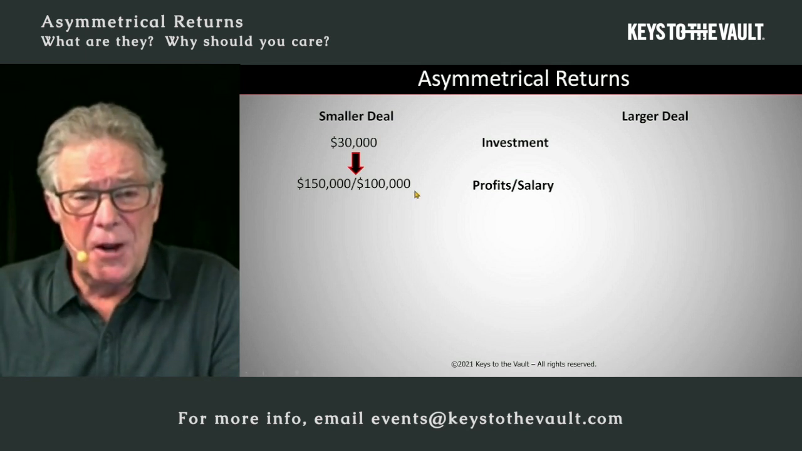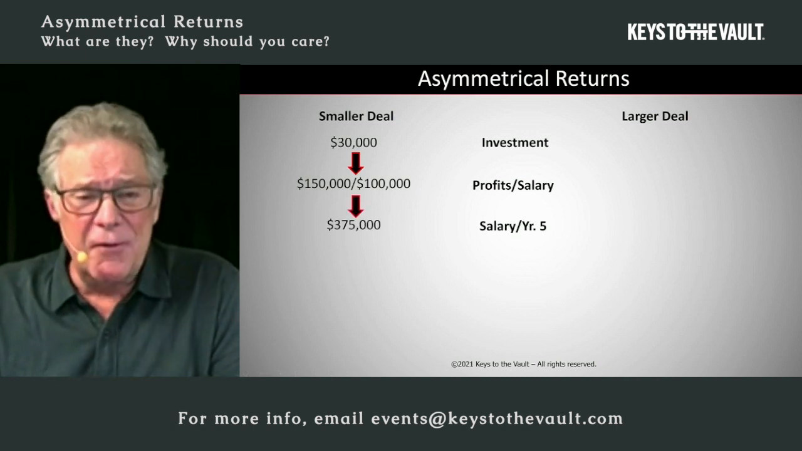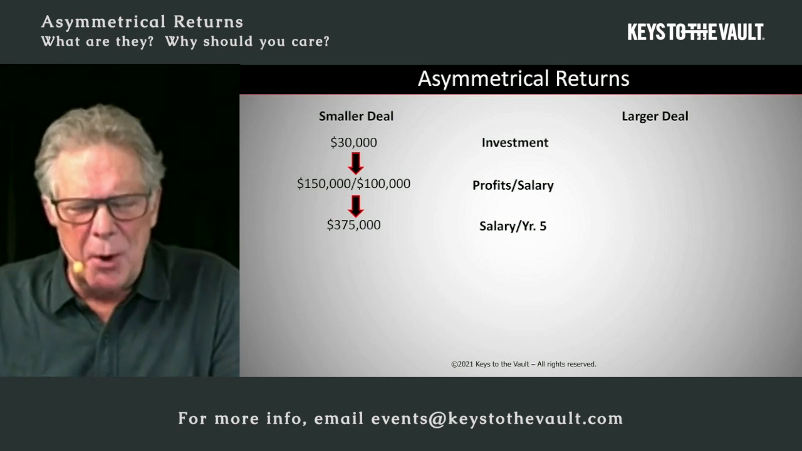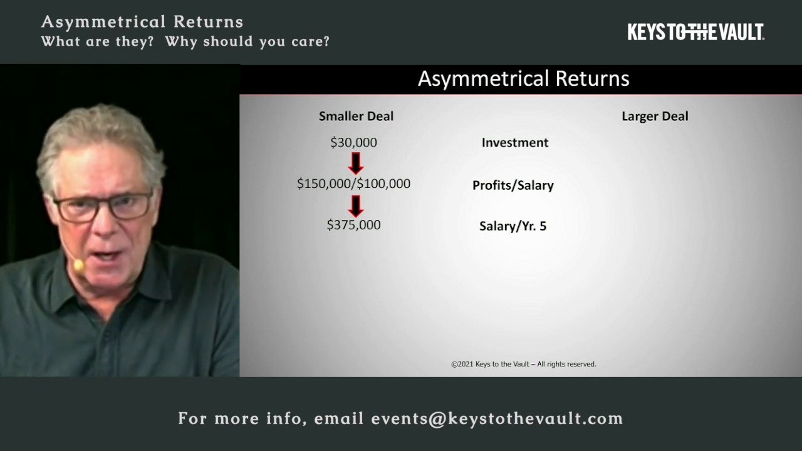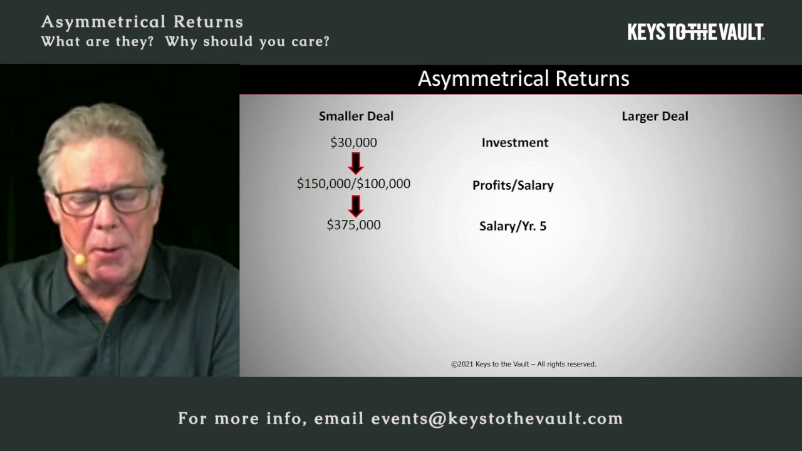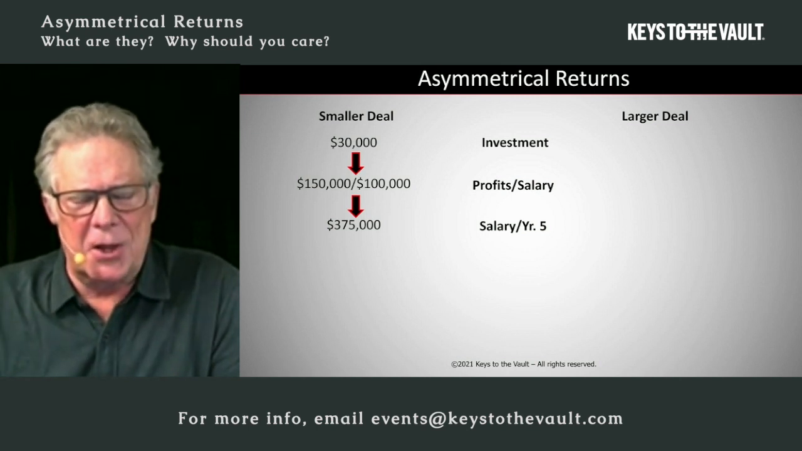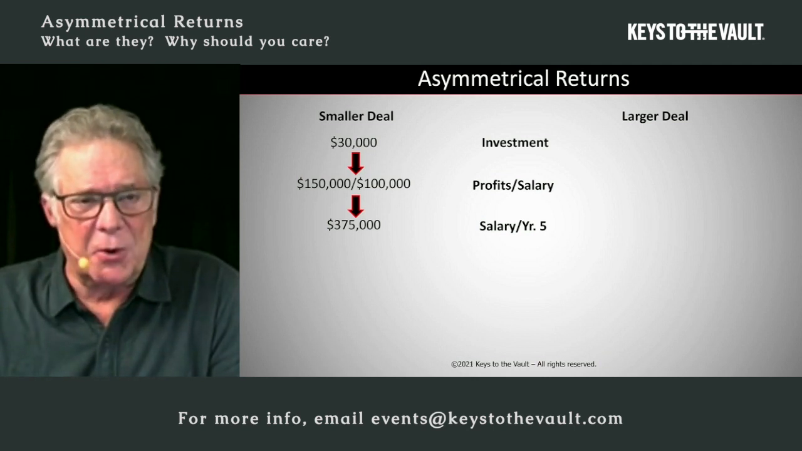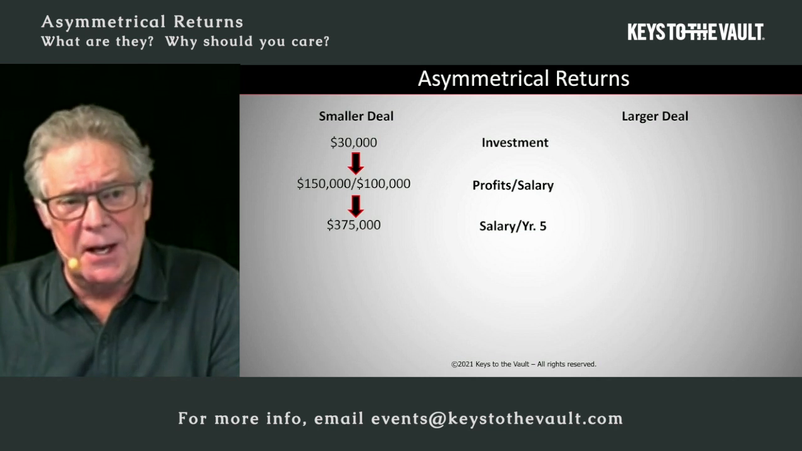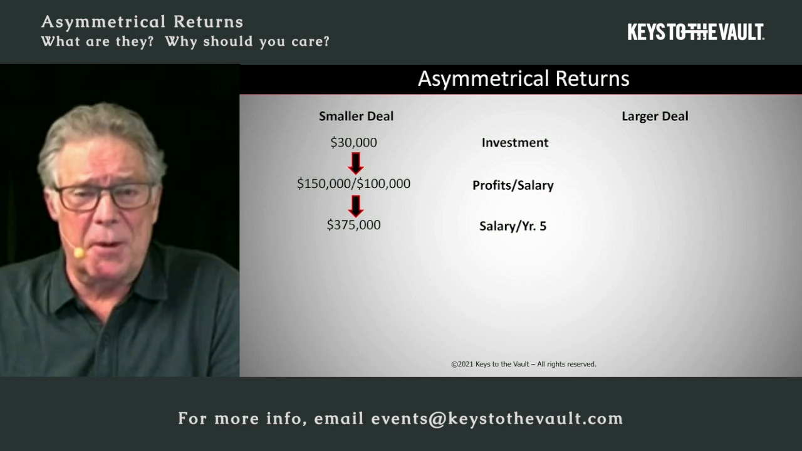So you invest $30,000, you buy about $150,000 worth of profits, $100,000 a year worth of salary for you, and in 5 years, with very, very modest growth, that salary and profits turns into about $375,000 a year, and there is no debt. In fact, if you do this right, the debt will be paid off in about 3 to a maximum of 3.5 years. So you're paying off debt, you're making a salary, you invested $30,000, and in 5 years you've got $375,000 worth of salary.